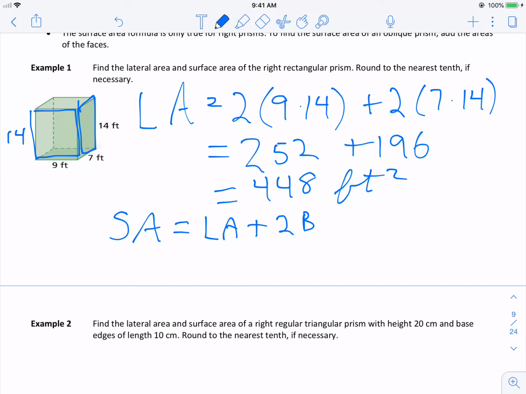So we'll take our previous answer for the lateral area, 448, add on two of these base areas of 9 by 7, and we'll just add these together. Take our 448 for the lateral area, add on 2 times 9 times 7, and we get a total of 574. And once again, our units are square feet.